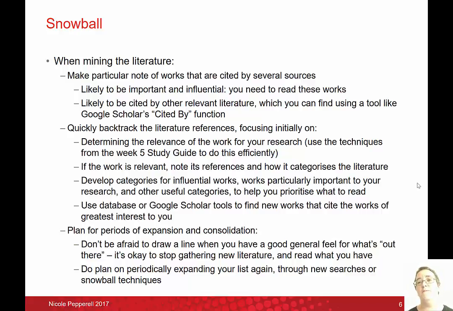That's not so important. The important thing is to not end up with one undifferentiated list with 300 works on it. That's very intimidating, it's very difficult to work through, and it's not particularly useful. So try to chunk things up and develop separate lists for reading in particular areas. And then you can use database tools or Google Scholar tools to help you find new works that cite the works that are most interesting for you.